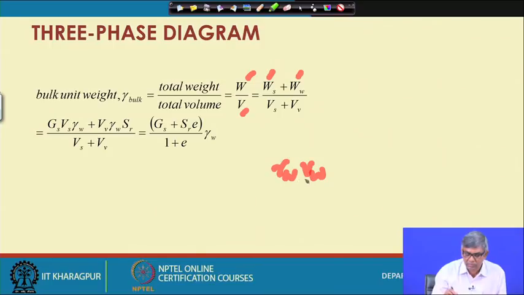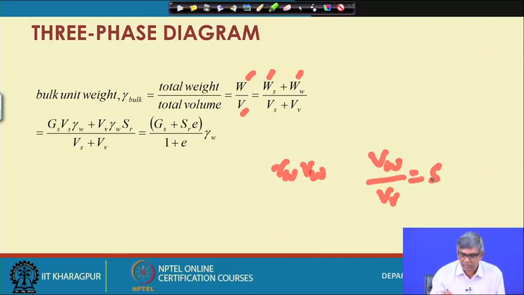But if I introduce the degree of saturation, which is Vw by Vv, this is S, then I can substitute Vw with S into Vv. So Ww is expressed in terms of Vv gamma W into Sr. Now if I divide by Vs, this becomes 1, Vv by Vs becomes e, the solid term becomes Gs, and the water term becomes Sr into e.